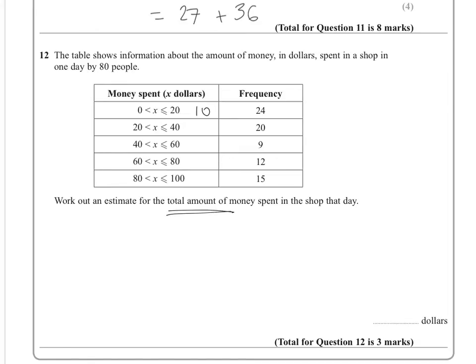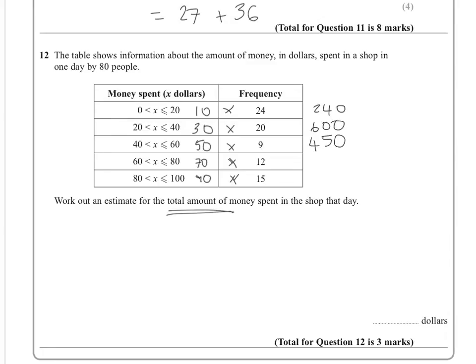The second group, $20 to $40, those 20 people spent on average $30, etc. So we're looking for the midpoint, 50, 70, 90. Now, those 24 people spent $10, so in total, they spent $240. We can do the same for the other groups, so multiplying the midpoint by the frequency. 30 times 20, 600. 50 times 9, 450.